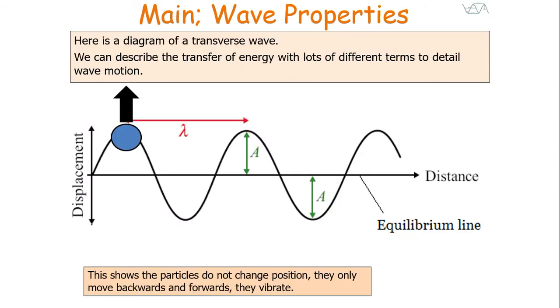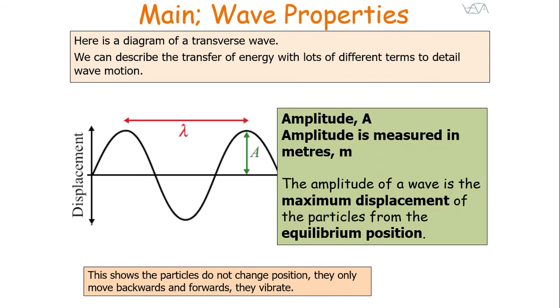Now, the final thing we can do when describing a wave is describe the properties or terms used to make up a wave. So here is a diagram of a transverse wave. Now, once again, in a wave, you've got your particles oscillating one direction and then the other direction. Now, the first property of a wave you've got to be aware of is the amplitude, which is measured in meters.